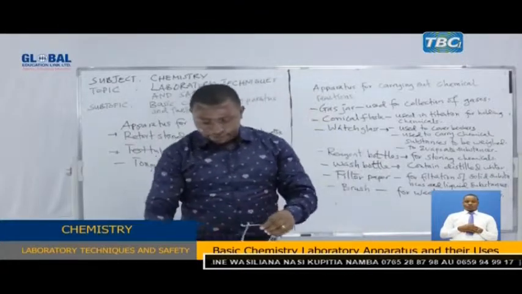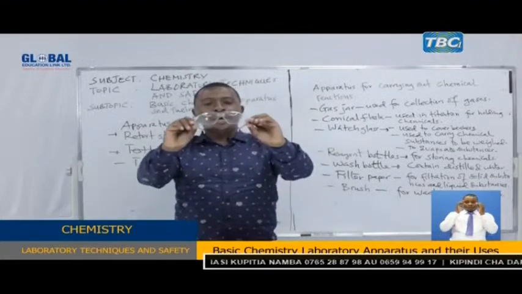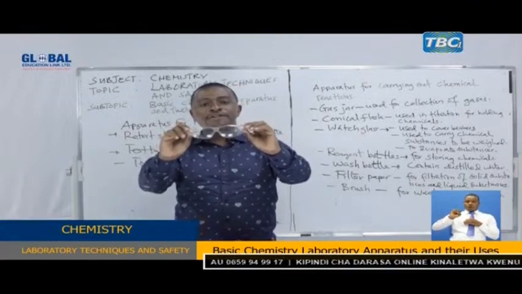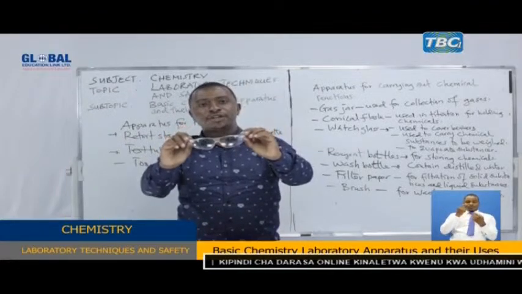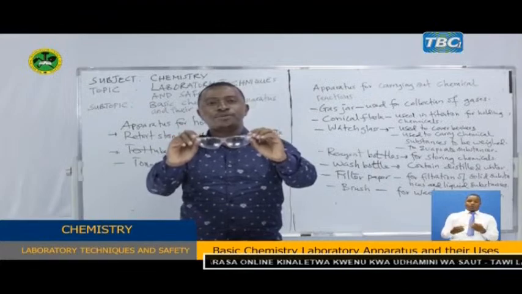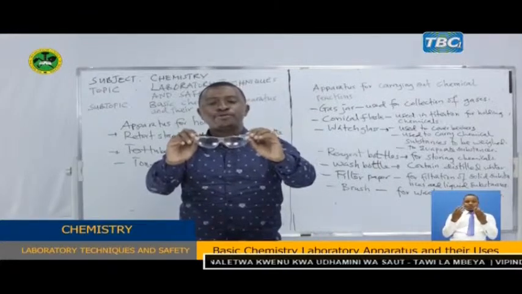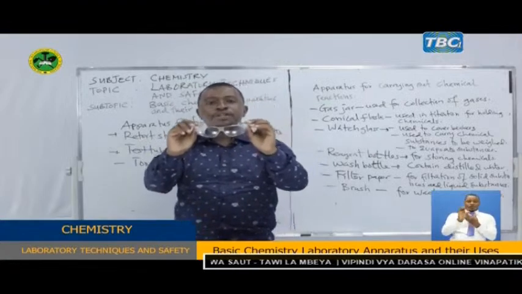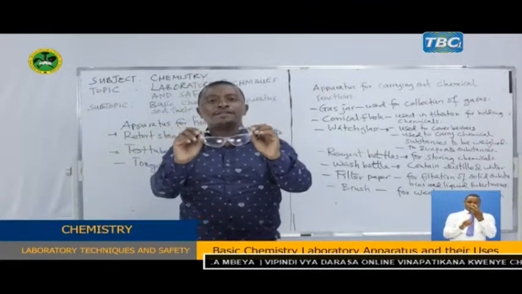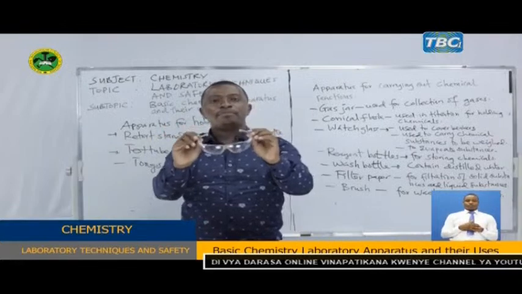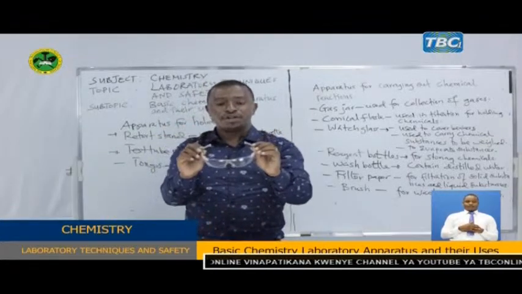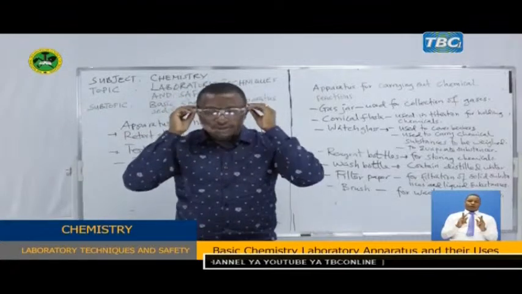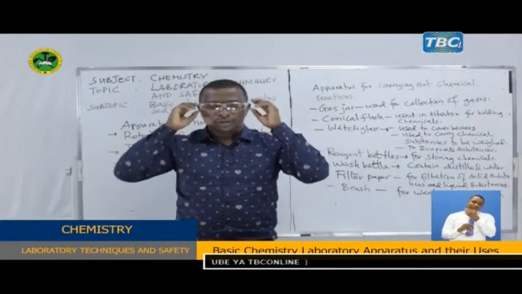We also have these ones here, called goggles. They are used to protect your eyes either from spurts or spills, because some chemicals can spill, can move at a high speed, or can give out gases. So these protect your eyes from being harmed by different gases or any other chemical. So you can put it on like this while doing your experiment.